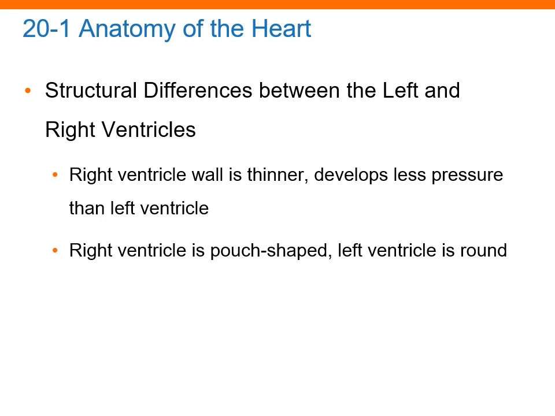So one more time, I'd like to highlight the structural differences between the left and right ventricles. The right ventricle wall is much thinner and develops less pressure than the left ventricle. And again, I want you to try not to memorize everything, but try to think about the reason for that. The right ventricle only pumps blood through the pulmonary circuit, which is much shorter, so much easier to get the blood through, whereas the left ventricle is pumping blood through a much larger circuit. So the left ventricle must be stronger. The right ventricle is pouch shaped and the left ventricle is more round, and you'll see that on the next slide.